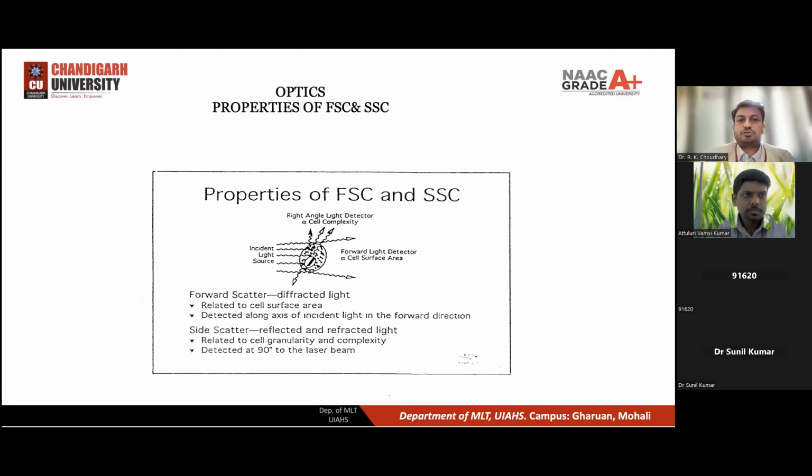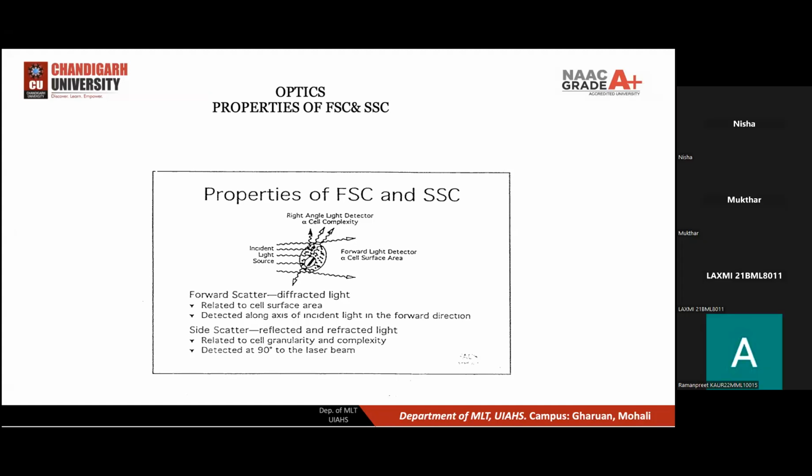When the light passes through the particle or cell, anything you can say, there are both angles. One is the forward; you can look at the picture. Forward arrow and the side scatter. So with both angles we can identify whole cells. In the forward scatter, the light is diffracted and is related to the cell surface area, so you can see the surface area. It is detected along the axis of the incident light in the forward direction. This is the forward scatter.